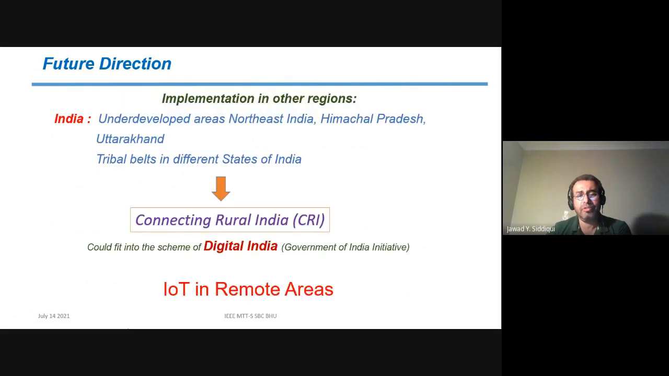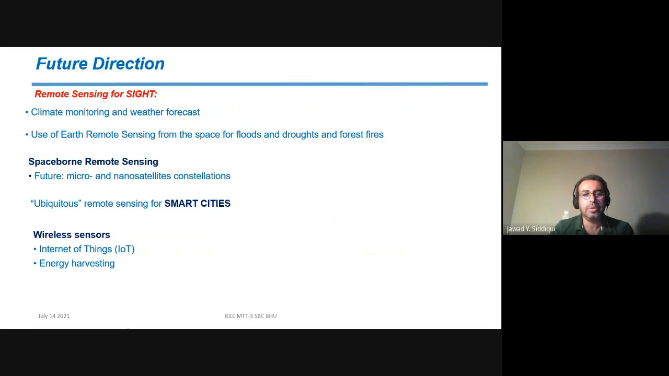So we thought of implementing this in Northeast India and different tribal belts of India, and we tried to name it Connecting Rural India, CRI, which we thought could fit into the scheme of Digital India and have IoT in remote areas. Right now, things have evolved in a much better way. There's better connectivity, and of course, COVID has shown us that had it been implemented when I thought it would, things would have been really useful. Like I said, remote sensing like this can fit into the smart villages and smart city scheme of things.